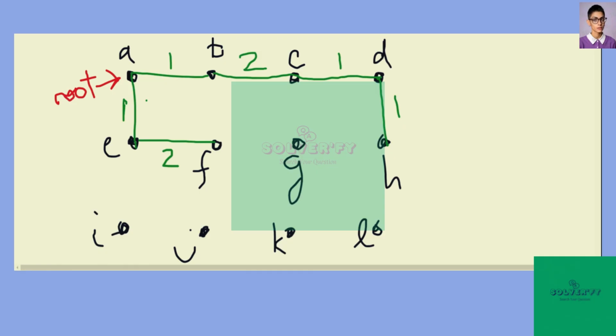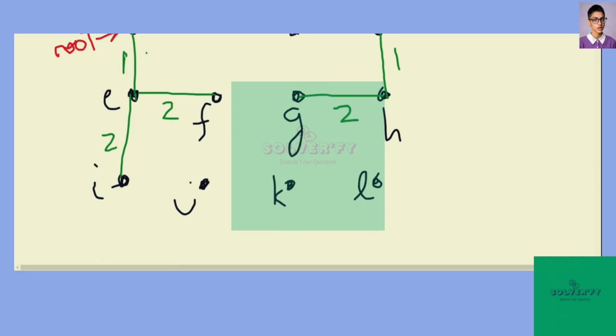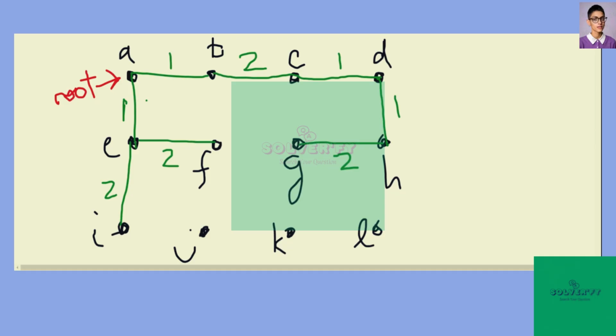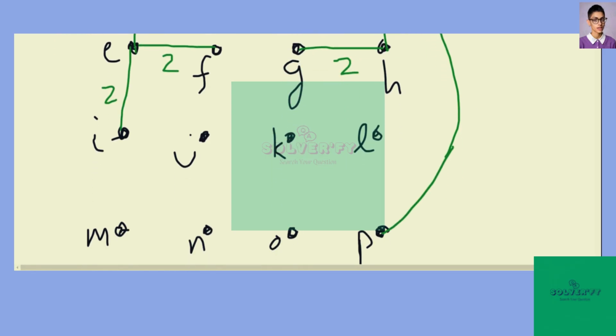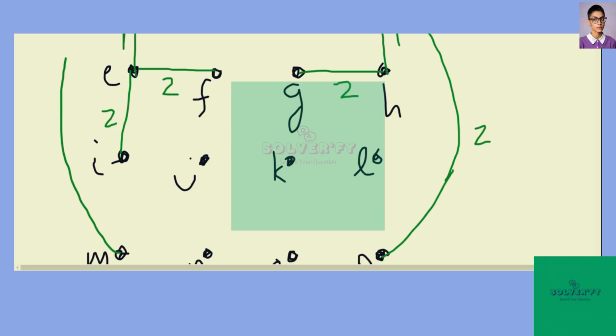Let's add the edge EI, which has a weight of 2, also doesn't cause a circuit. Let's add the edge GH, which does not cause a circuit. Let's add the edge DP. You see that this doesn't cause a circuit either. It's going to be a little bit hard to see though, because it's so far away. Let's add the edge AM. Similarly, it is very far away, but does not cause a circuit if we add it.